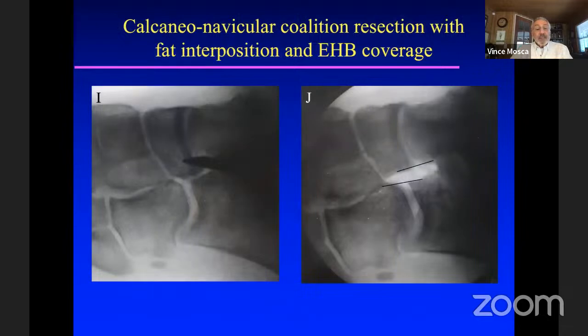This is the way the images look on fluoroscopy, with one osteotome in place on the navicular side. And then after resection, you can see the really white shadow confirming resection that you also see by direct observation.